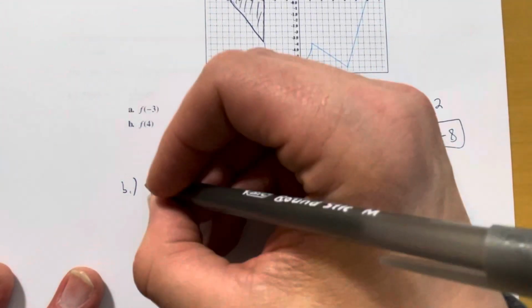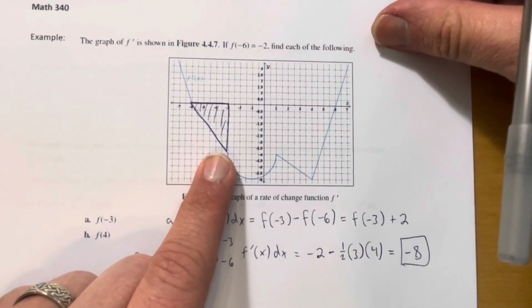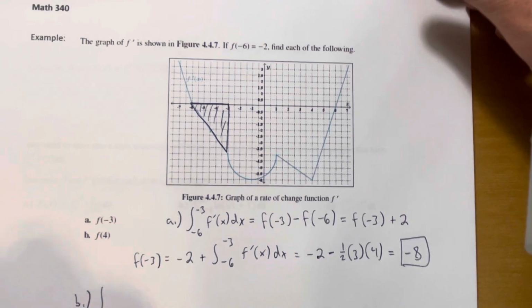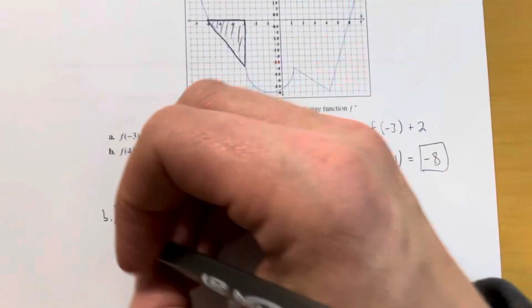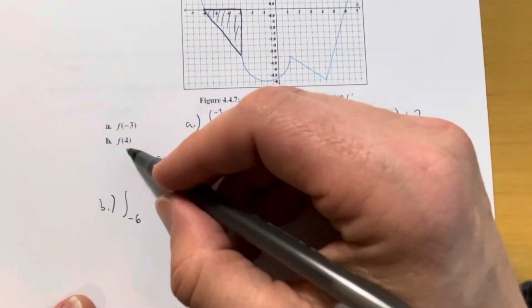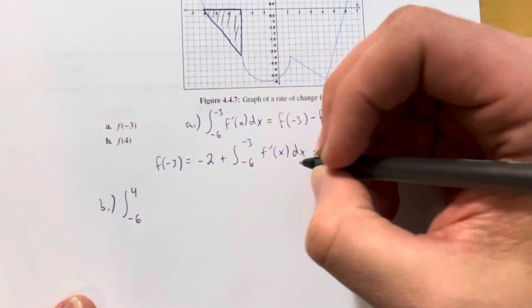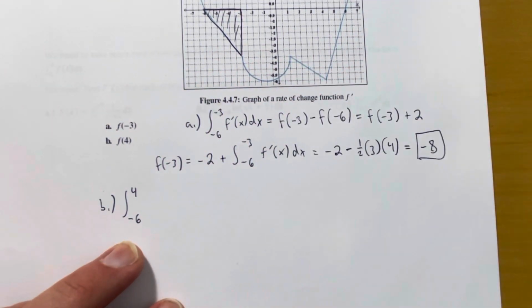So if I want to find f of 4, once again, I can set up this definite integral using this value that I have here, f of -6 equals -2. So let's set -6 as my lower limit of integration, and this time I'm going to set 4 equal to my upper limit of integration.